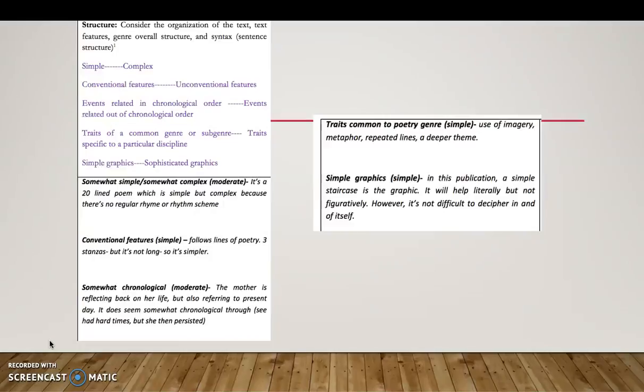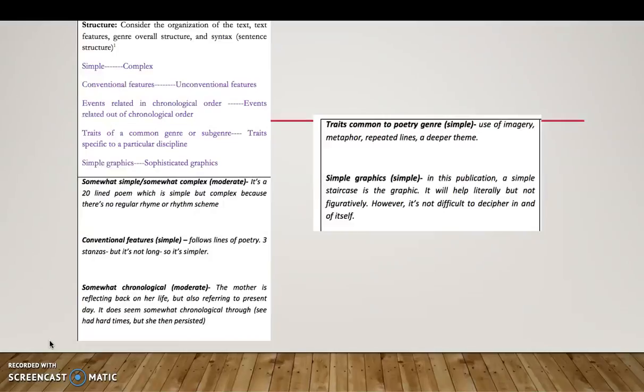The next piece to think about is chronological order. In this case, it's somewhat chronological. However, the mother is reflecting back on her life and then using that to refer to present day. So there's kind of a bit of back and forth. So we'd say it probably falls somewhere in the middle at moderately complex.